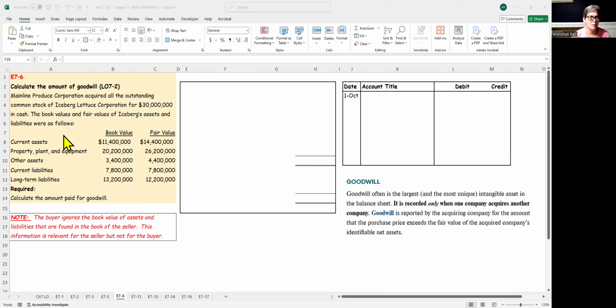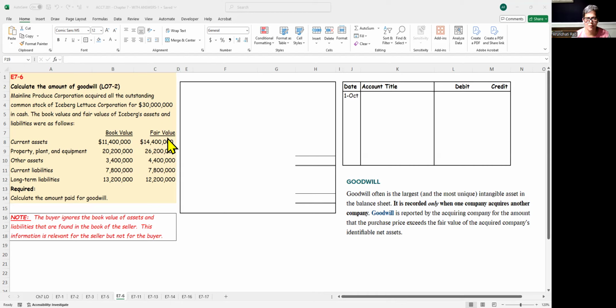So with that in mind, let's take a look at what we have here. Here we have Mainline Produce Corporation that acquired all the outstanding common stock of Iceberg Lettuce Corporation for $30 million. This was paid in cash. The book value and fair value of Iceberg's assets and liabilities are as follows. Now I have a note here for you. The buyer ignores the book value of the assets and liabilities that are in the books of the seller. So here we have two parties. Mainline Produce is acquiring, they are buying the common stock of Iceberg Lettuce. So this is in the books of Iceberg Lettuce.